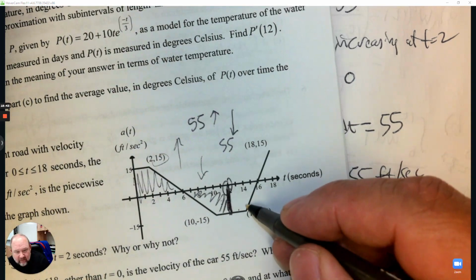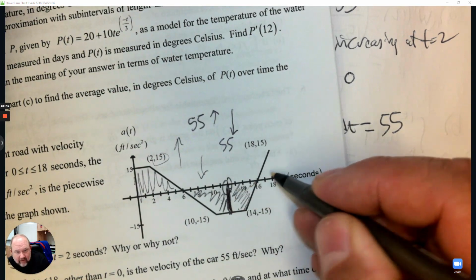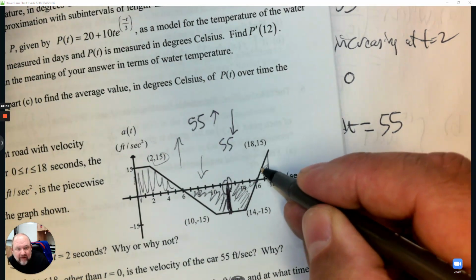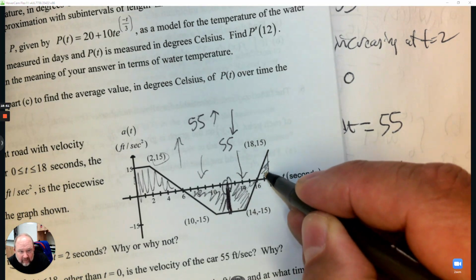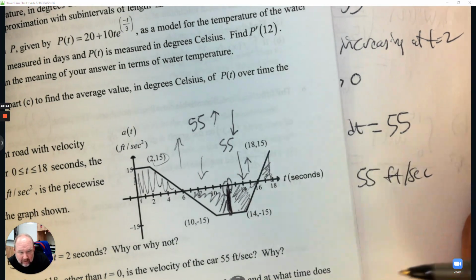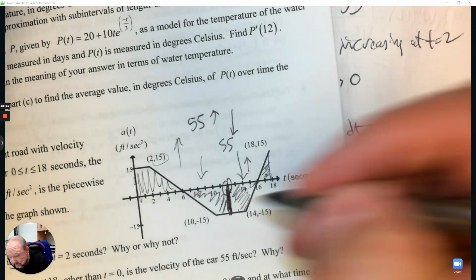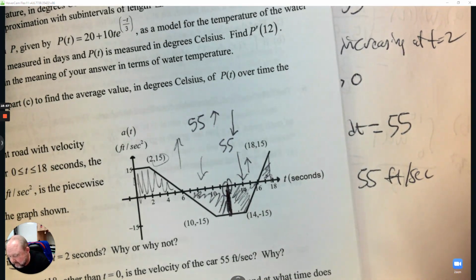And then it continues to decrease. And then when it increases, this area is not big enough. So it continues to go down, and this area is not big enough to get back up to 55. There's only one spot where it's 55.